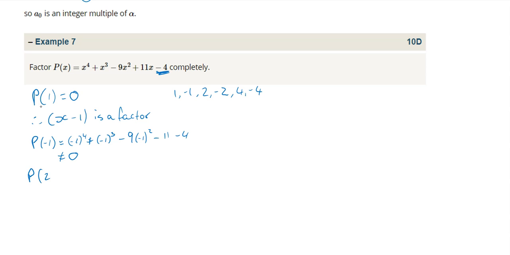Let's go p of 2. P of 2 is going to be 2 to the 4 plus 2 to the 3 minus 9 times 2 squared plus 11 times 2 minus 4. Did you do this one, Nathaniel, in your head? No? Okay.